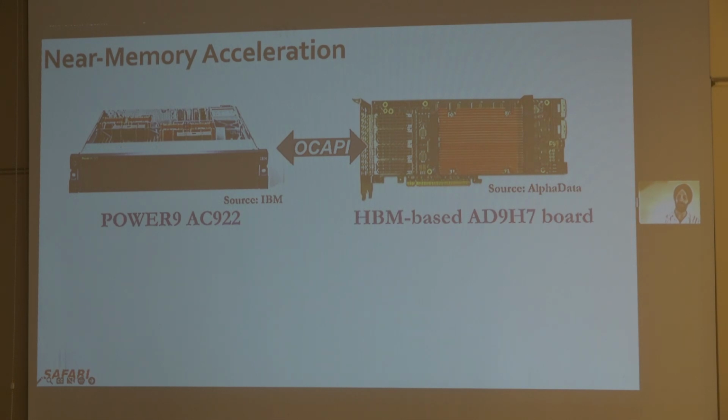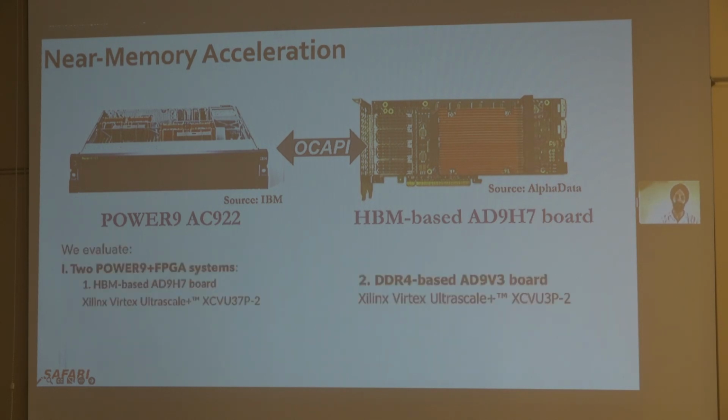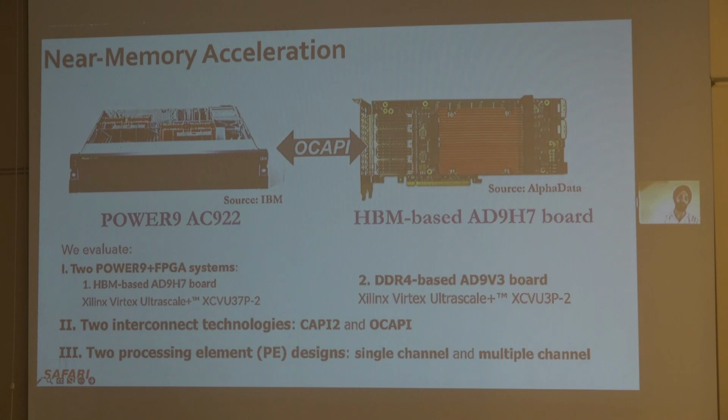And we optimized this accelerator using a data-centric caching scheme where we have a heterogeneous memory hierarchy using URAM, BRAM, HBM. And we evaluate different systems as well, not just HBM, but we also evaluate the traditional DDR4-based system. We evaluate different interconnect technologies like CAPI2, OpenCAPI. And we also try scaling of processing elements using a single channel or multiple channels, because the HBM-based boards provide a lot of channels, up to 32 channels, which we can exploit. So we wanted to study all these different characteristics of the board.